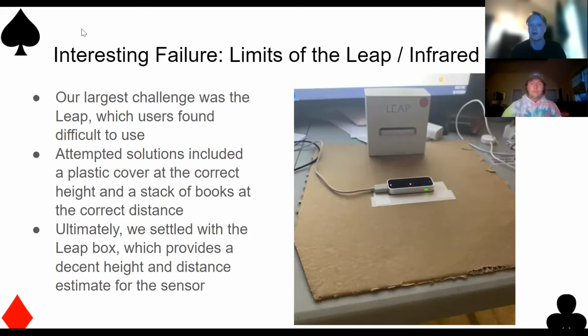We tried a number of solutions for this. We tried putting a little plastic cover at the correct height for the user to touch, and stacks of books nearby, so they knew what the appropriate height was and could maybe even knock on something. Ultimately, we settled with the setup you can see here, which provides a decent height. The leap box is right about where we want the user's hand to be, and so long as the user's fingertips are near the box, they're able to get picked up by the Leap Motion.